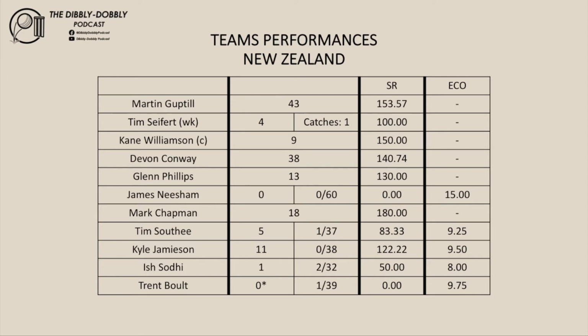If Mitchell Santner came in and played in this game, you wouldn't have seen Neesham bowl his 4 overs. You would have seen Santner bowl his 4 overs and probably 1 or 2 overs from Neesham, just to give Williamson that extra option in saving a Bolt and a Southee towards the back end of the innings. Whereas in this game, he had to bowl the 4 overs because Santner wasn't in this match.